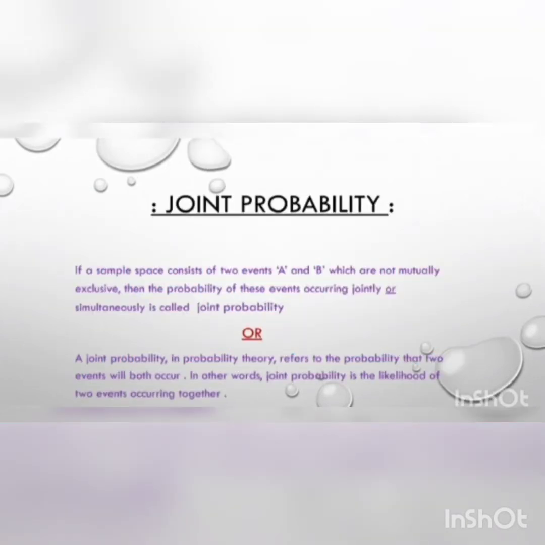Joint probability meaning: if a sample space consists of two events A and B which are not mutually exclusive, then the probability of these events occurring jointly or simultaneously is called joint probability. A joint probability in probability theory refers to the probability that two events will both occur. In other words, joint probability is the likelihood of two events occurring together.